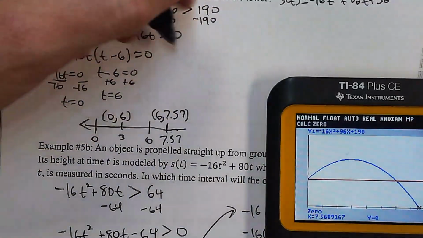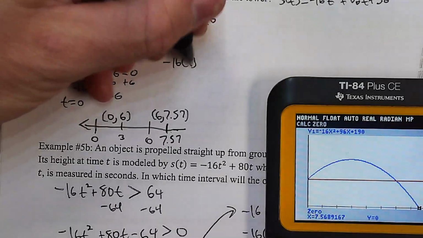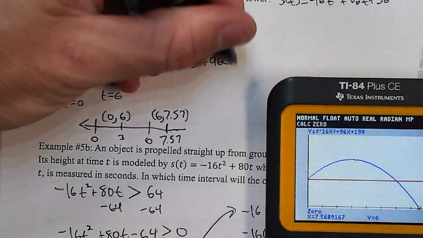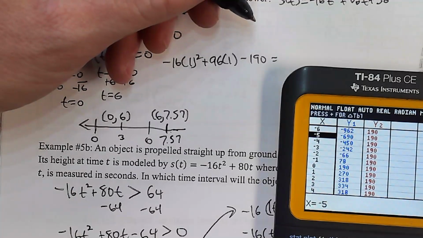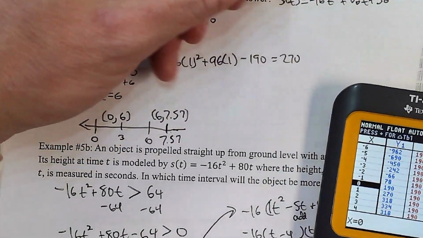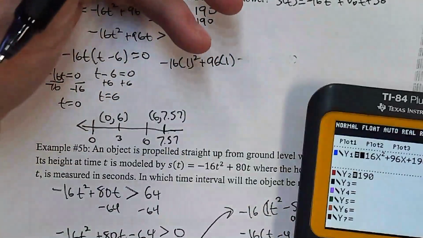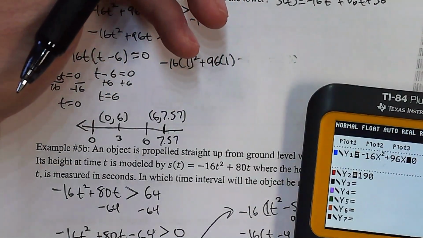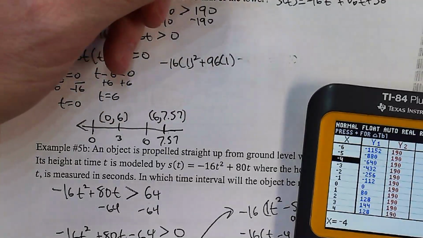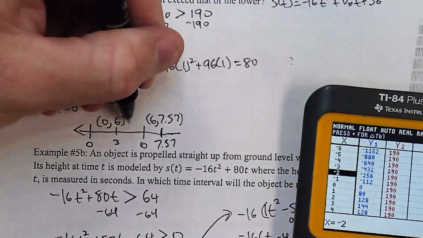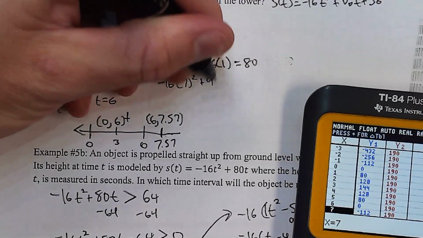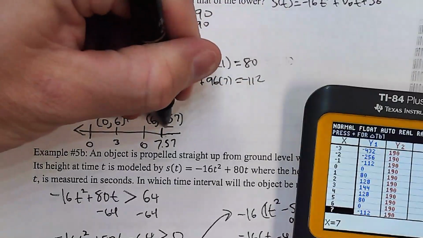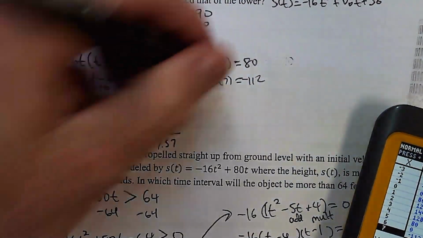Okay, I can prove it to you. Let's do 1. Negative 16 times 1 squared plus 96 times 1. Wait, I didn't need to do the 190 in there. I'm sorry, don't do the 190. So that would be 80. That's positive. And then if you do 7, it's negative. Negative 16 times 7 squared plus 96 times 7 is negative 112. So that's negative there. So it's got to be what's above. So it's that area. So it's 0 to 6.